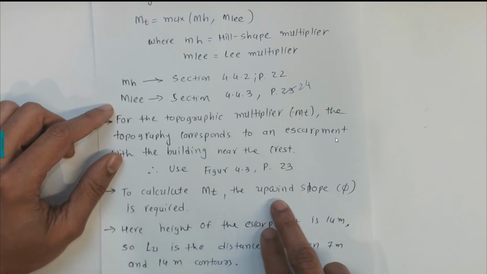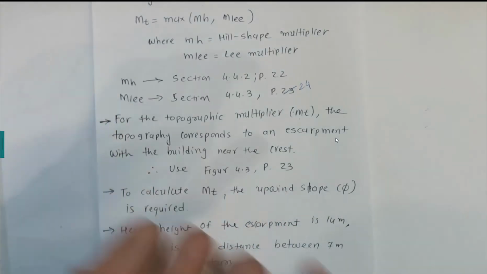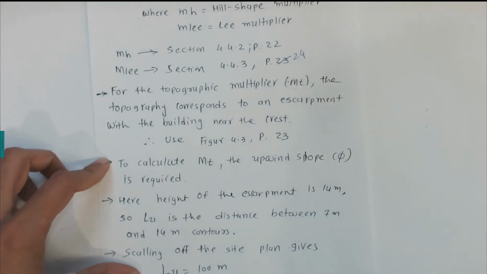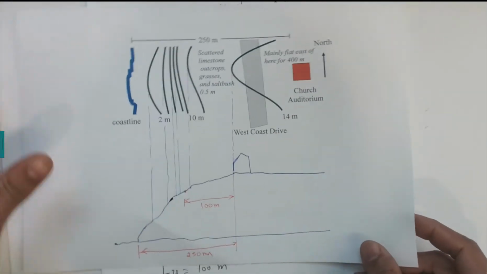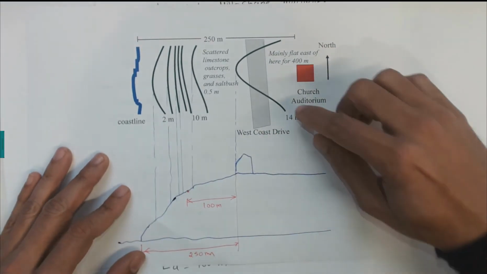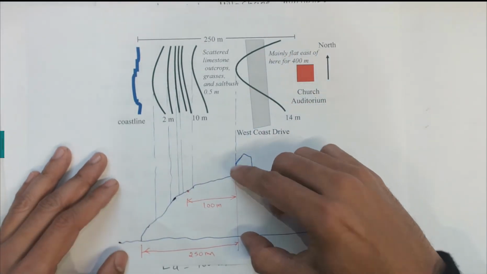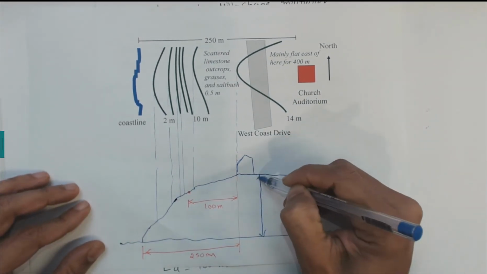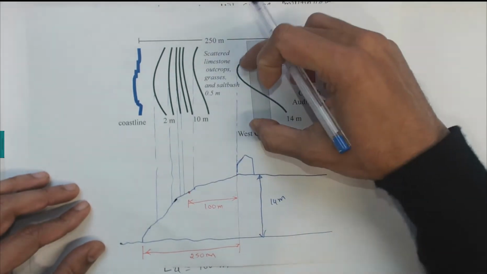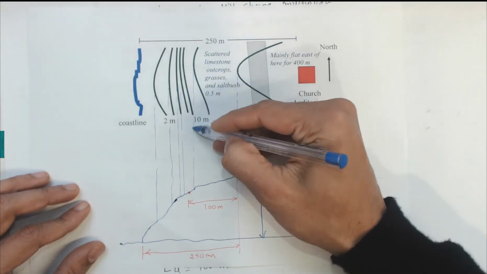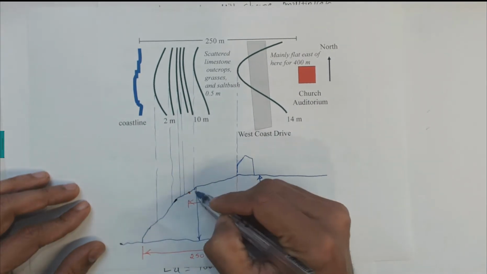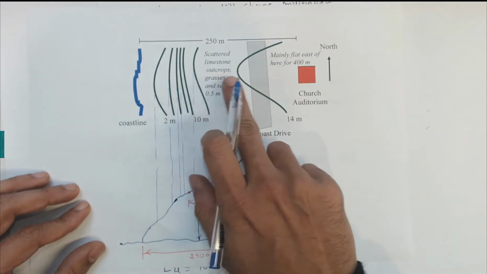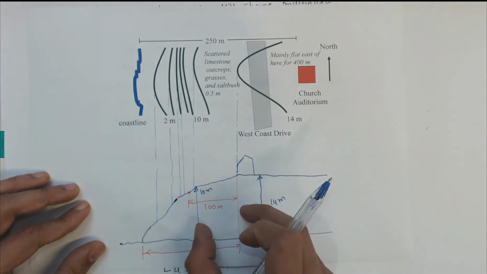To calculate Mt, the upwind slope is required. We need to calculate it. Here the height of the escarpment is 14 meters, as you can see in this diagram which I drew here of the hill. It's just a quick explanation. This contour line shows that the height is 14 meters. Now this height explains that this would be at 10 meters, right? The distance between them is not given, but by scale we can find the horizontal distance between these lines.